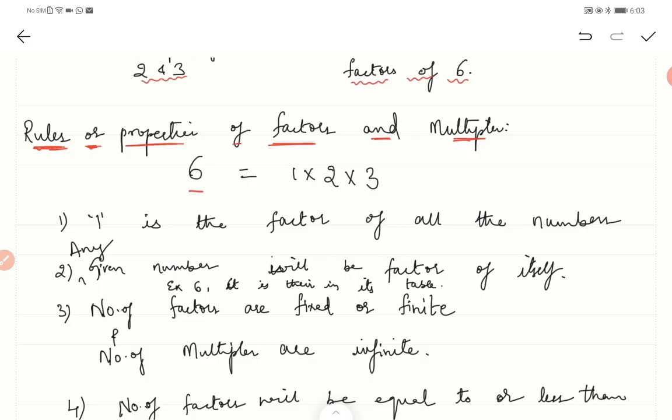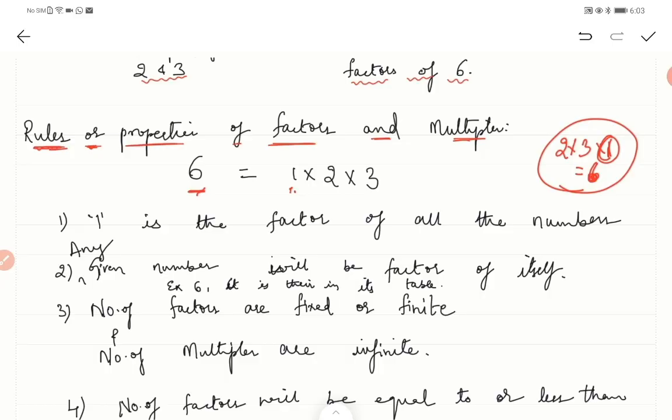First I took the number 6 as an example, right? So I can write 6 as 2 into 3, and also I can write it as 2 into 3 into 1. This is giving me 6 only, right? So anything multiplied by 1 is again that number itself, isn't it? So what is this property called? It is the multiplicative identity, isn't it? Anyway you multiply anything with 1, you will get the same number, right? So 1 is a factor of all numbers.